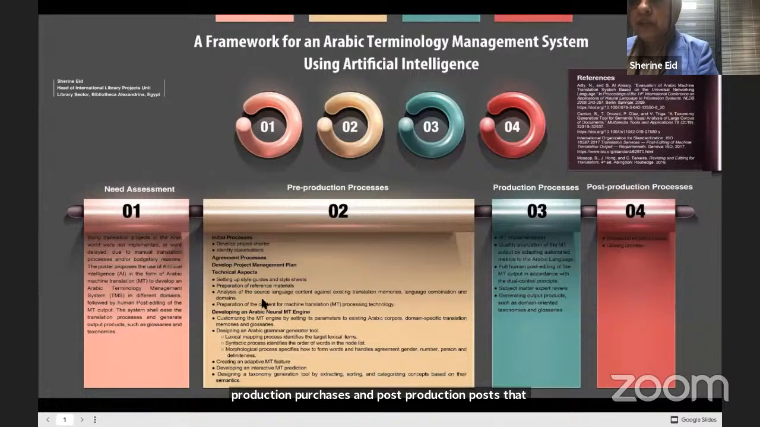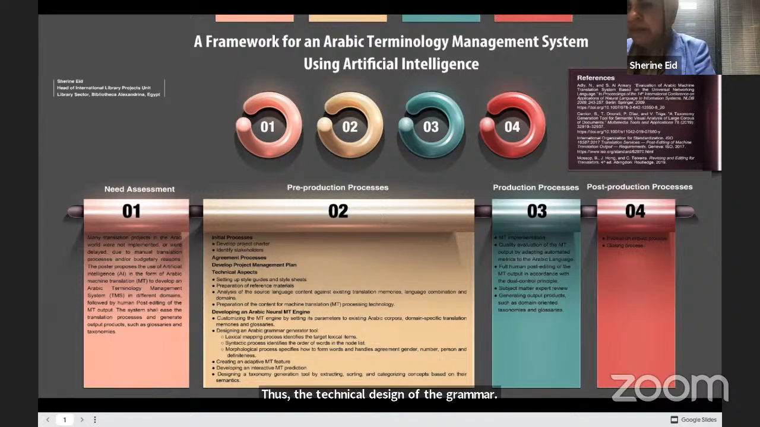The pre-production processes include customizing the engine by setting its parameters to existing Arabic translation memories and glossaries. As for the Arabic generation grammar tool, Arabic is a morphologically and syntactically rich language, and its generation is complex. Thus, the technical design of the Arabic grammar tool is divided into 3 phases.